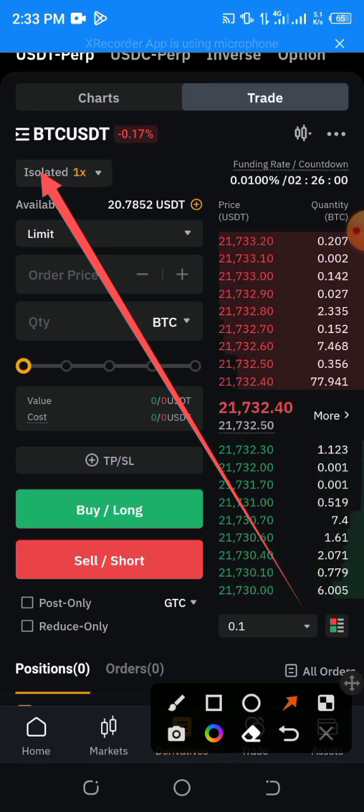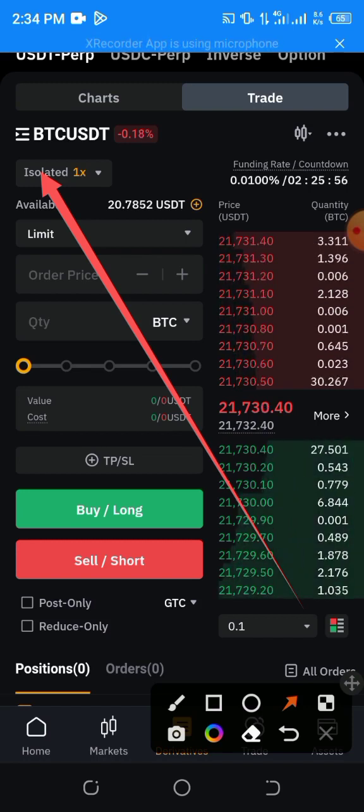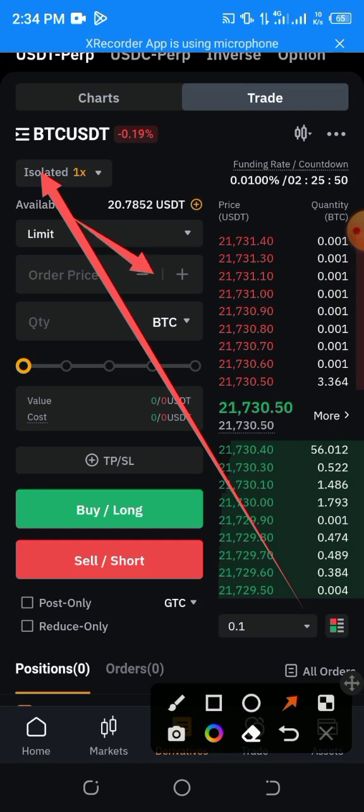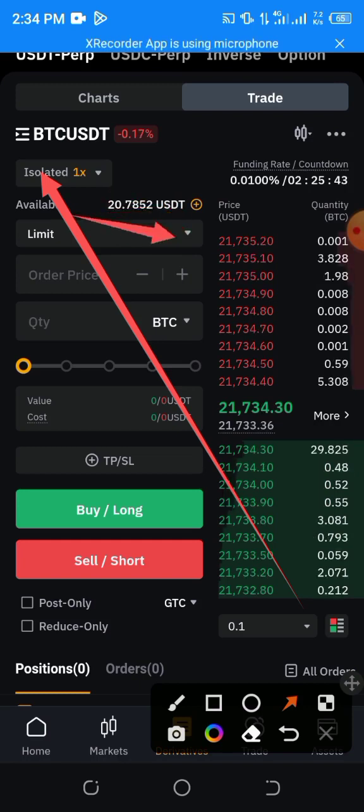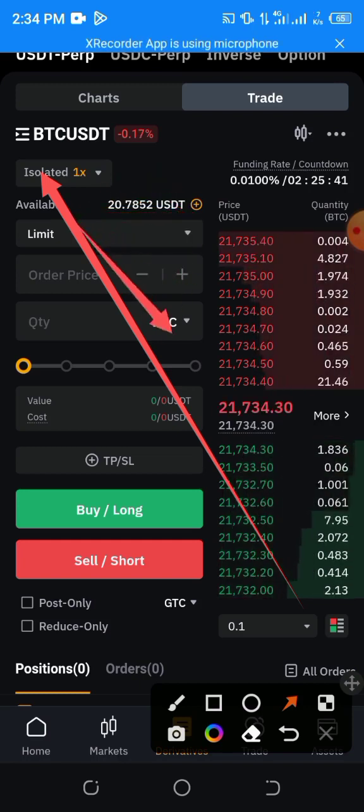But if I'm using cross, it means I'm saying even if this $10 is being liquidated, they should cross over into the main available balance here, which is what I have here. They can take from here, and I can have minus 12, minus 13 till everything in the account is liquidated.